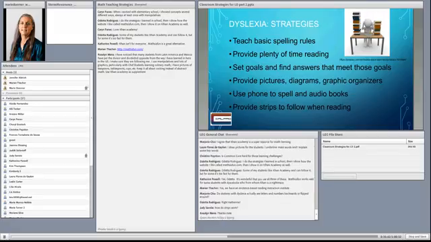Provide pictures, diagrams, graphic organizers so that the language can be shown in other ways, and the connections within the writing can be shown. A lot of my students are using their phone to spell, so they'll pull out their phone and say hypochondriac, and up on the phone will come the word hypochondriac, and they'll be able to spell.